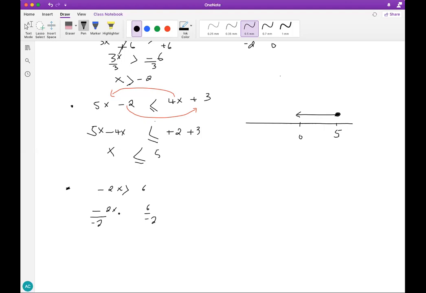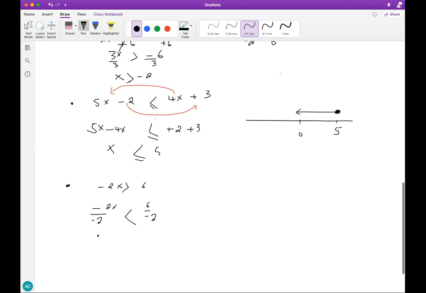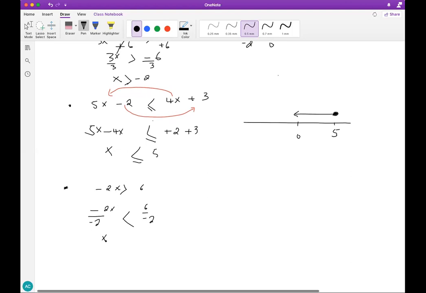Only thing here is, since we divided by -2, the inequality sign will have to face the opposite way. Only when you divide or multiply by a negative, you need to switch the direction of the inequality. So it goes that way. So now -2 and -2 cancel out. You end up with x by itself, less than 6 divided by -2, which is -3.